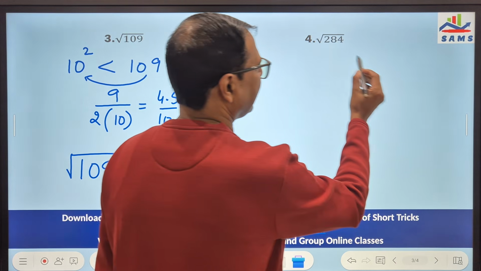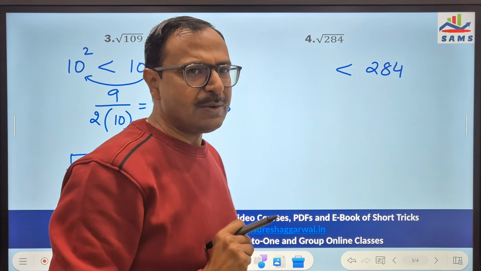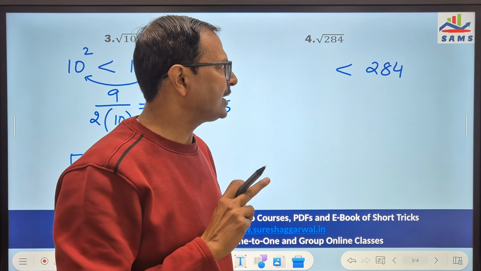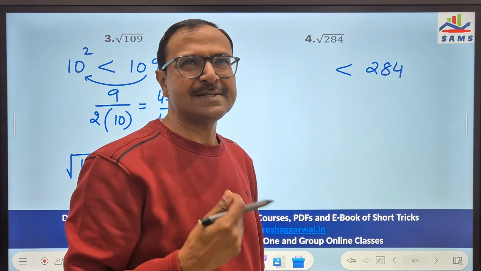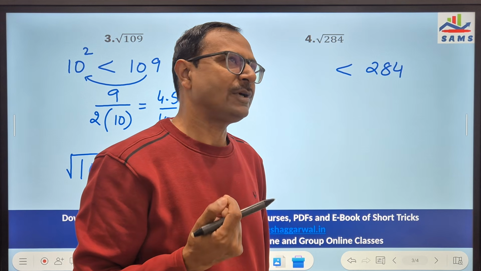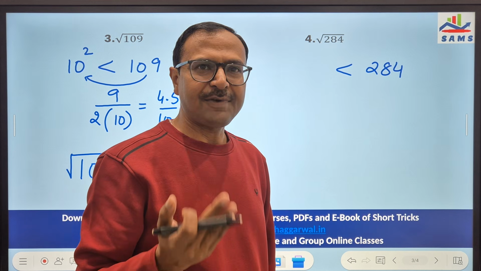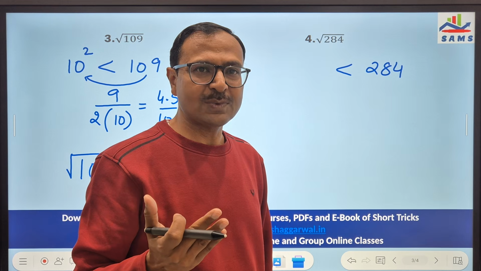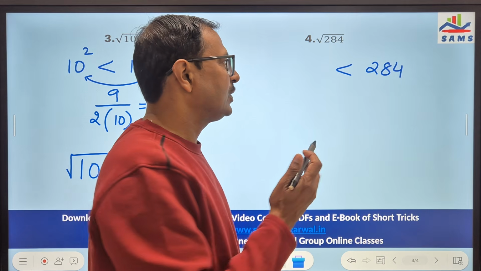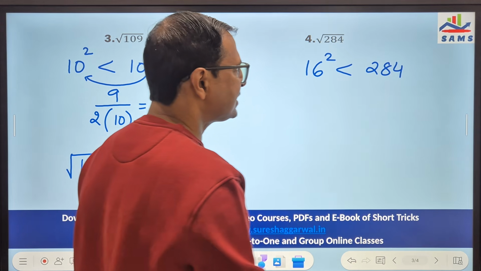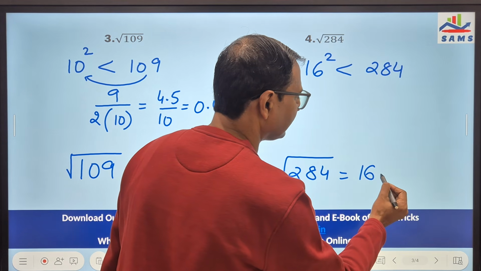Okay, let's see another one. 284. Now 284 is greater than 21 square is 441. Oh, that is way off. So I need 284. So that is 13. 13 square is how much? 169. 14 square 196. 15 square 225. 16 square 256. 17 square 289. That is above. So 16 square, which is 256. So square root of 284 will be 16 point something.